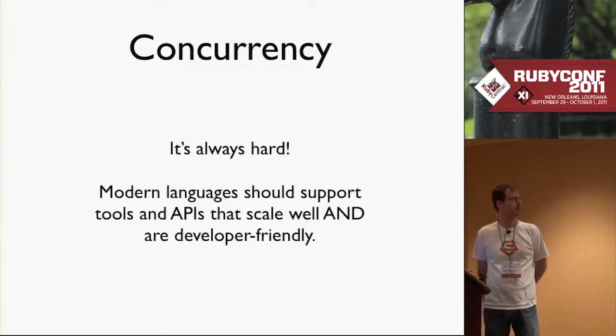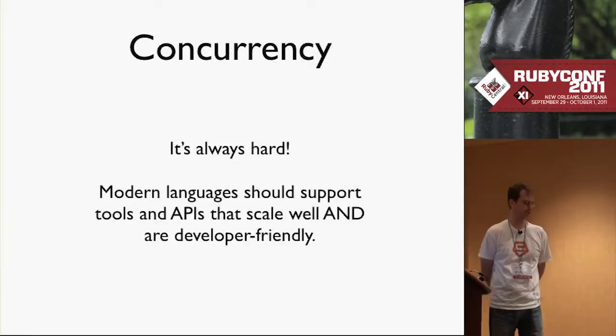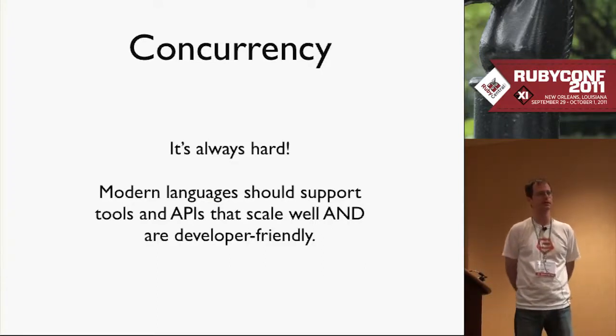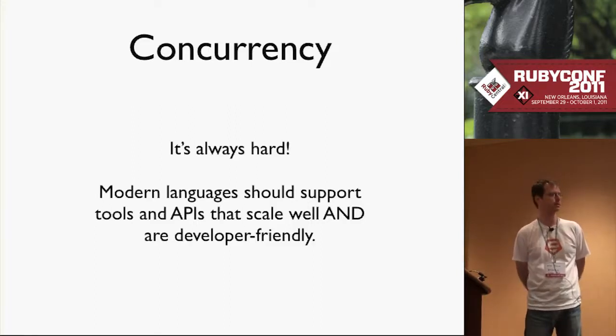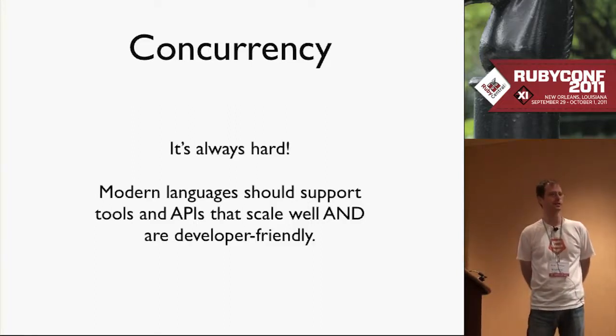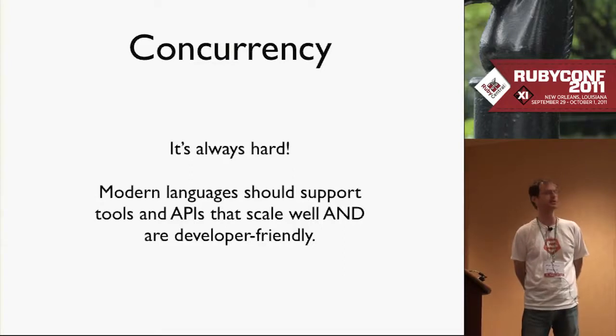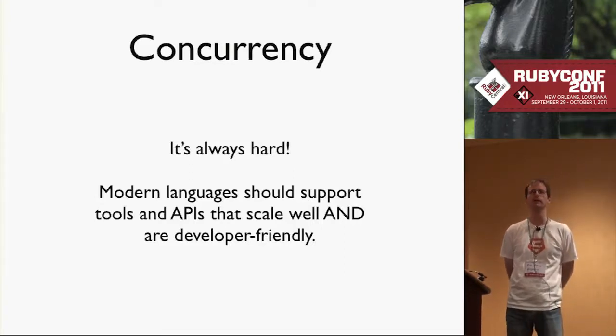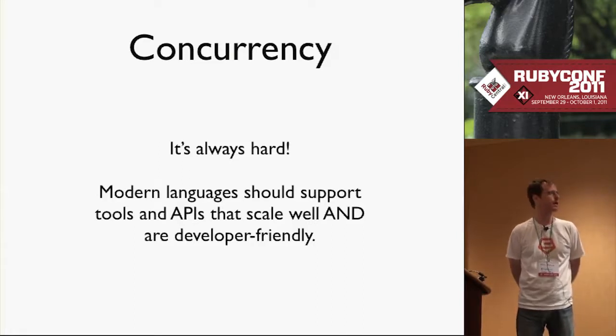So, in conclusion, concurrency. It's always hard. It doesn't matter what you're using. I don't care if you're using processes, events, threads, fibers. It's always going to be hard. You're always going to have race conditions. Communicating and coordinating is always going to be difficult.